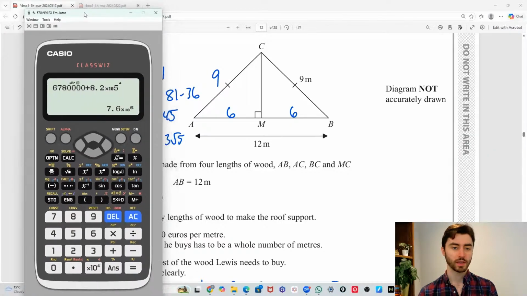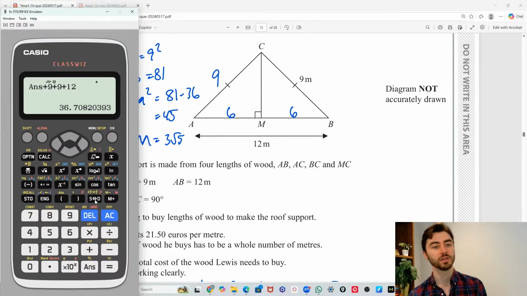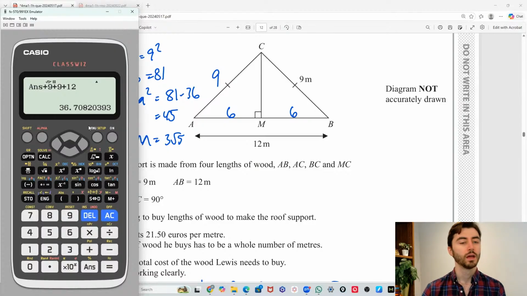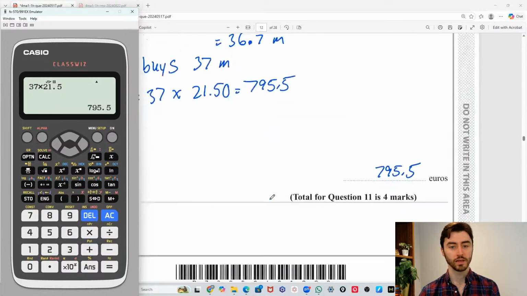So let me just check that root of 9 squared minus 6 squared is 3 root 5. Plus 9 plus 9 plus 12 is the total length of wood. So the SD button helps you convert between the two. So it's that many, so it would be 37 to the nearest meter, and 37 times 21.5 does give me that many euros.